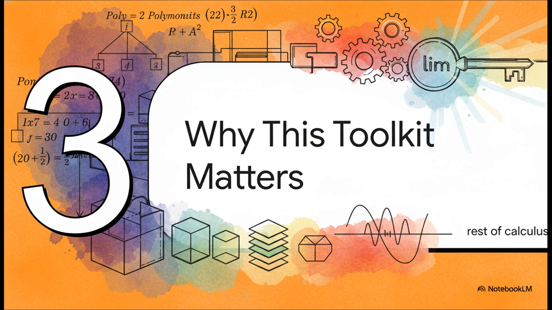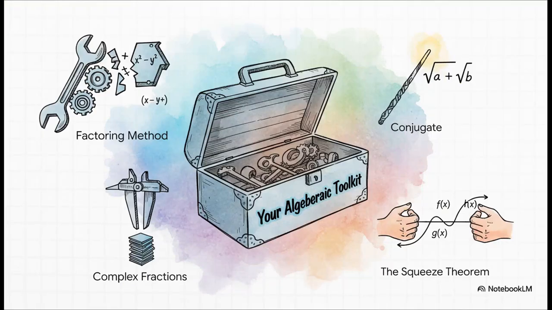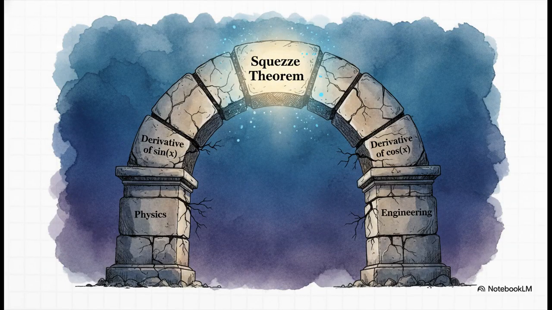So we've covered factoring, conjugates, complex fractions, and the squeeze theorem. But why does all this matter? What's the big picture here? Well, these aren't just random algebraic puzzles. These are the skills that unlock basically the entire rest of calculus. This toolkit, factoring for holes, conjugates for roots, simplifying fractions, and the squeeze theorem for the impossible stuff, this is what lets us properly define things like continuity and, more importantly, the single most important concept in Calc 1, the derivative.